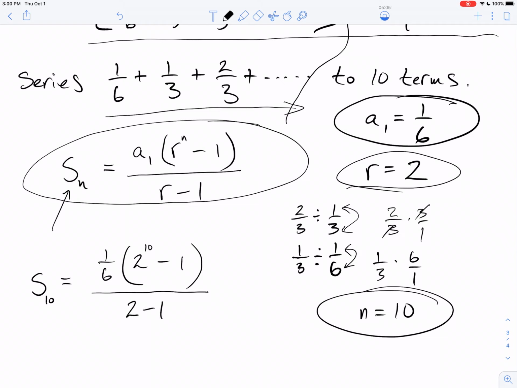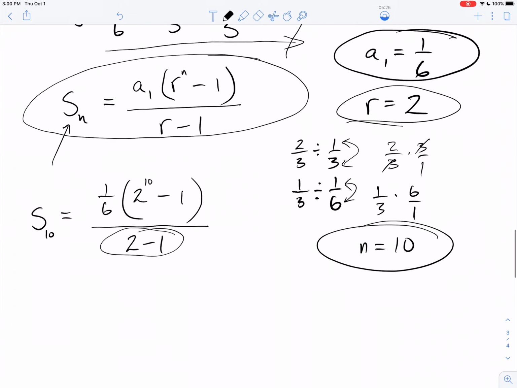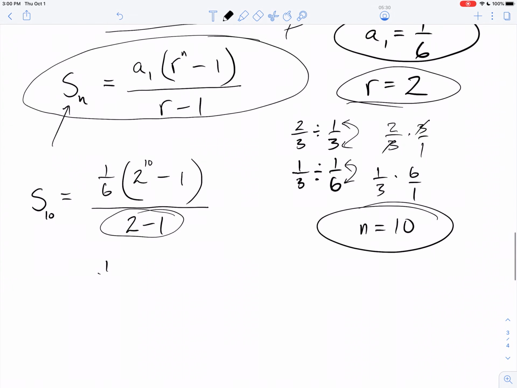Now this is the best situation we can ever find ourselves in, because in this formula you will sometimes run into our buddy the double fraction. And nobody likes double fractions. So the best thing that can happen for us is in the bottom we have this: 2 minus 1 is 1, and then I don't have to write a double fraction to finish this off.